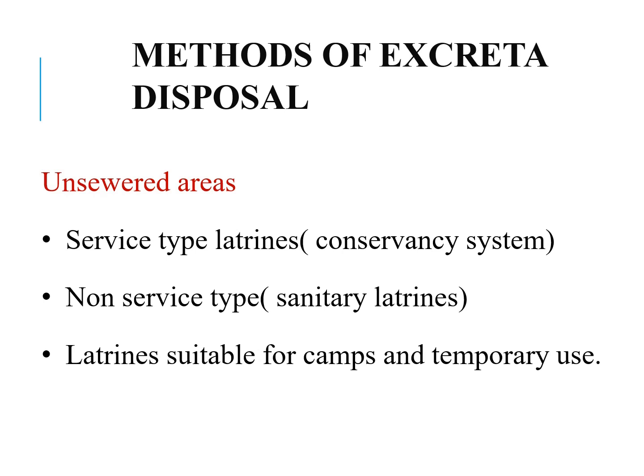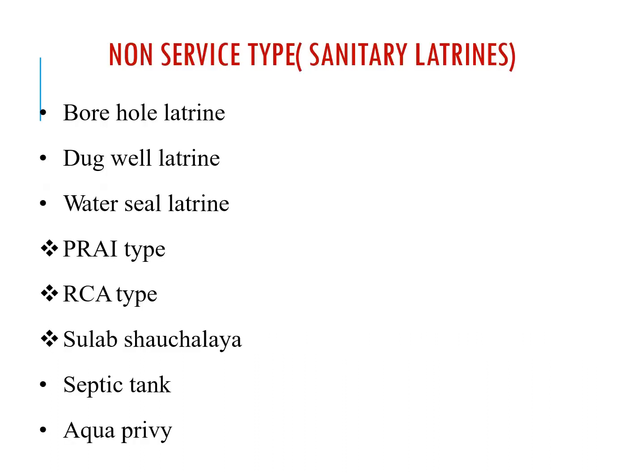in unsewered areas. What is the meaning of unsewered areas? Where there is no sewerage system or no pipe, no sewer to carry out the sewage for sewage treatment. There still remain service type of latrines, which is the conservancy system, or non-service type of latrines, which are called the sanitary latrines. Service type of latrines is one of the bad things, and the non-service type of latrine we will be discussing at length.